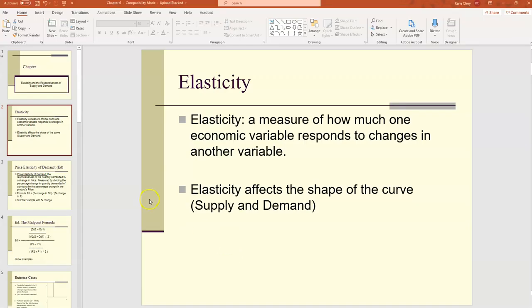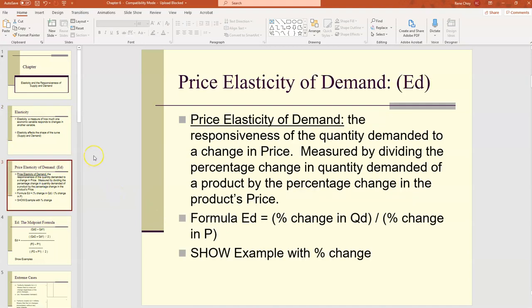All right, so let's keep going on elasticity. Now we're going to study, in this case, 4 types of elasticity, and we're going to start with elasticity of demand. So price elasticity of demand is basically the responsiveness of the quantity demanded to a change in price, measured by dividing the percentage change in quantity demanded of a product by the percentage change in the product price. So the basic elasticity formula is percentage change in quantity demanded divided by percentage change in price, in the case of price elasticity. So let's come up with an example for that.